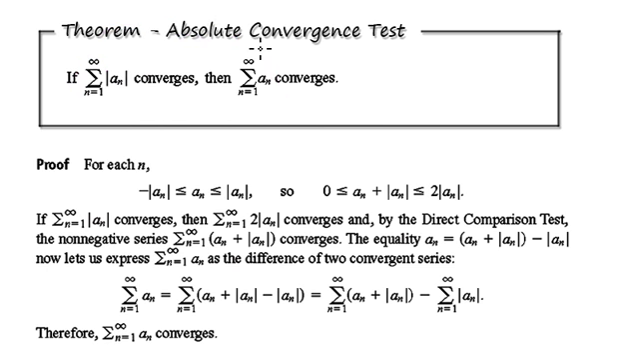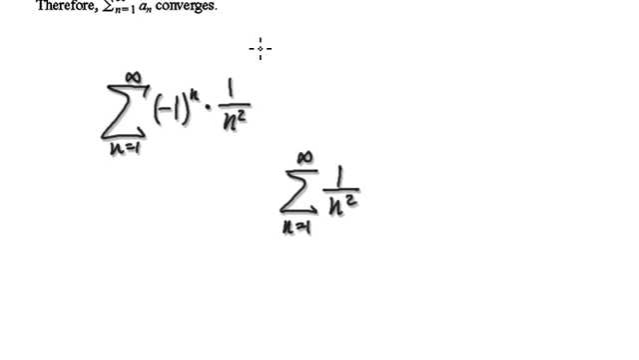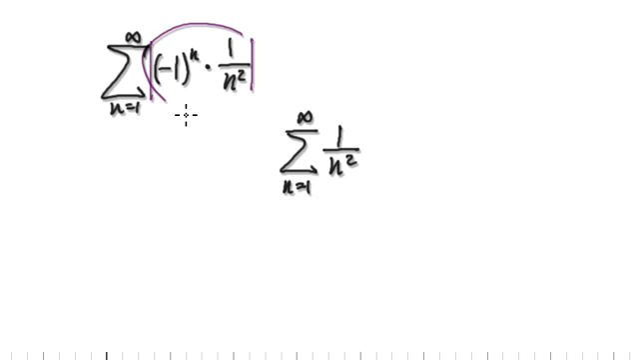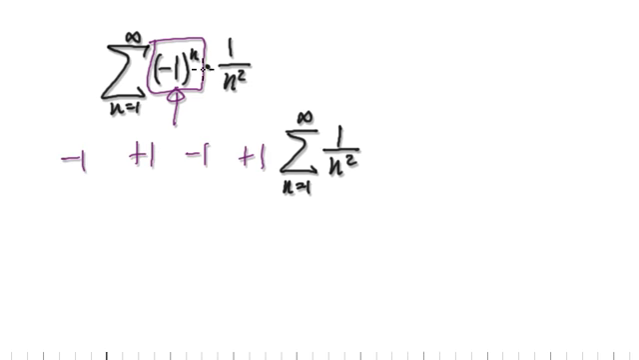For example, if you're trying to investigate this, what you should do is look at the absolute version. The absolute version of this happens to be this, because all this thing here is doing is making it negative 1, plus 1, negative 1, plus 1, and so on. All this thing here is doing is alternating the sign.